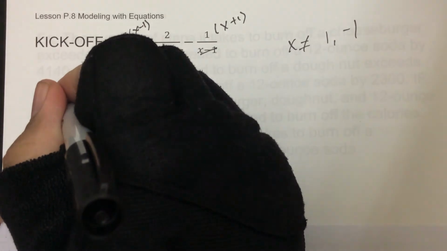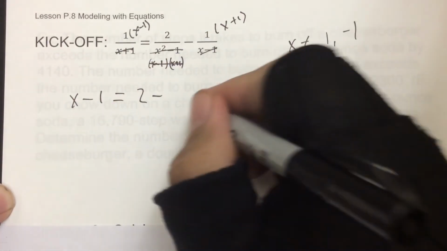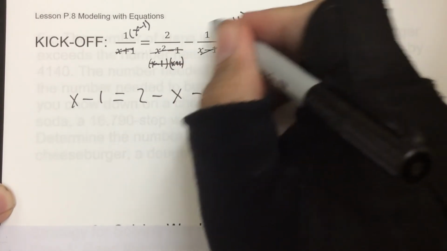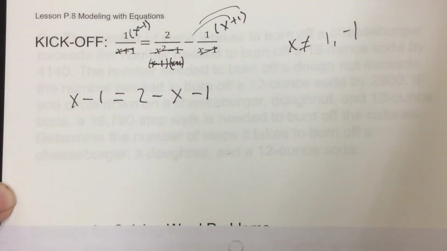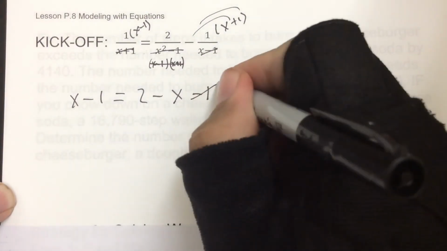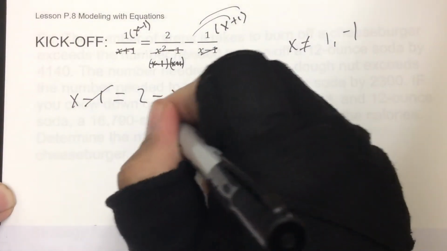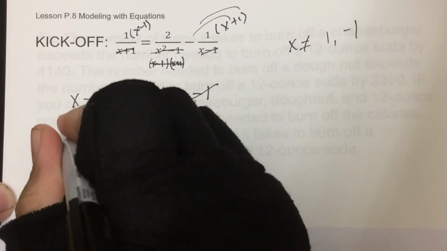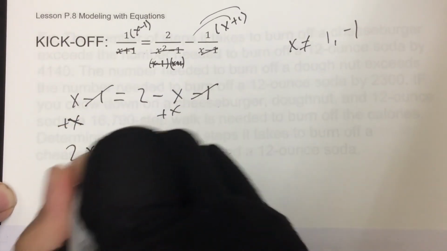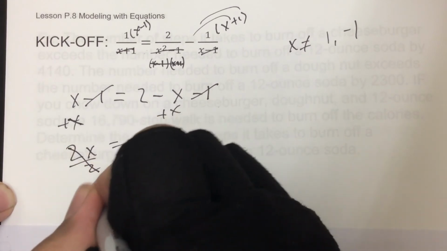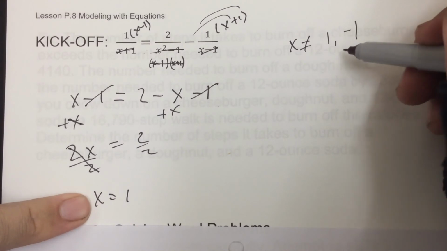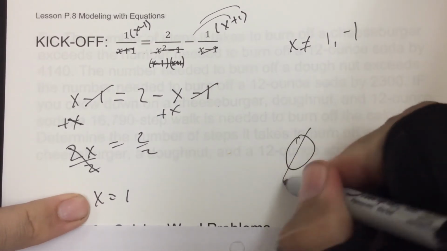So 1 times that would be x minus 1. On the right side we'd have 2 minus 1 times our x plus 1 would be x minus 1, because this minus has to get distributed to both. All right. So if we have a minus 1 on both sides, those are going to cancel. Then we can add our x over. So 2x would equal 2. And when we divide by 2, x would equal 1. Now, our solution is 1, but yet we said x couldn't be 1 or negative 1. So that makes it no solution.